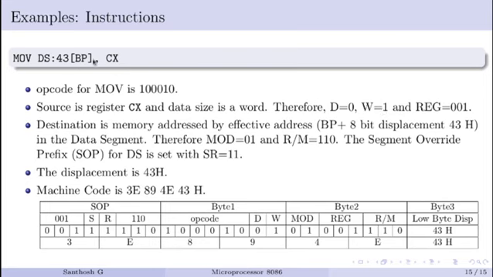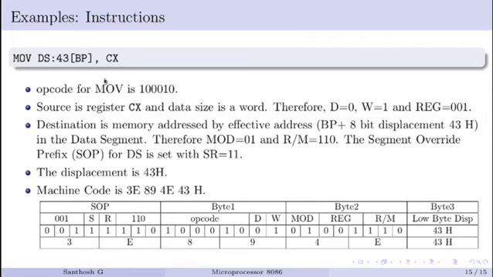Now the destination is specified by an offset address bp plus a displacement. The displacement here is only 8-bit long, so the destination is specified by bp plus 8-bit displacement. When we use bp to specify a displacement, the default segment that will be used is the stack segment. However, in this instruction we want to use the data segment. We want to use a location in the data segment with offset equal to bp plus 43.